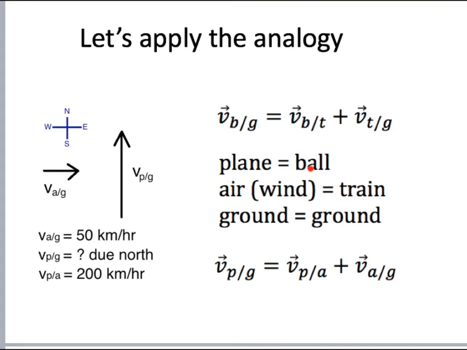And so everywhere I have a B up here, I'll replace it with a P. Everywhere I have a T for train, I'm going to replace it with A for air. And then the G is going to be the same because the ground is the ground. And so when I make those substitutions, this is the equation I get. Vp/g, that's the velocity of the plane relative to the ground, equals the velocity of the plane relative to the air, plus the velocity of the air relative to the ground. And that tells me how to draw the picture.